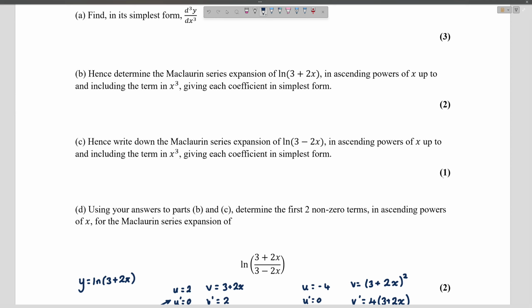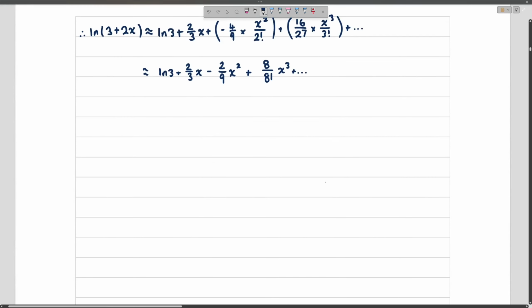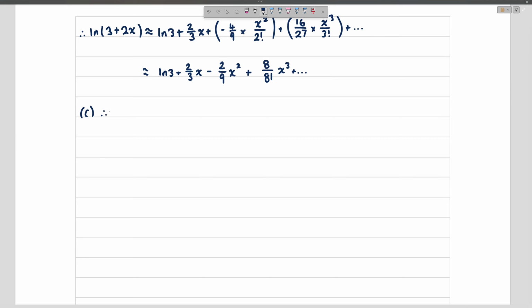The fact that this part of the question is only 1 mark would suggest to me that there isn't really too much work to this part, right? So for part C, let's scroll down. What you need to recognize is that ln of 3 minus 2x will be approximately very, very similar to what we had here.